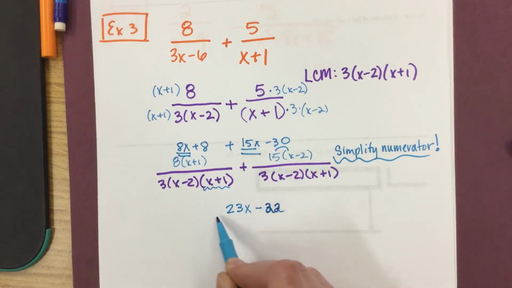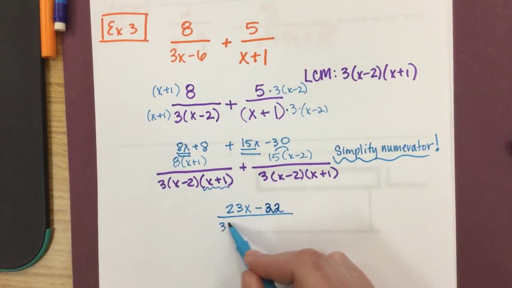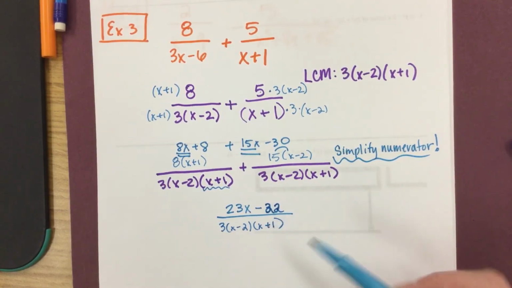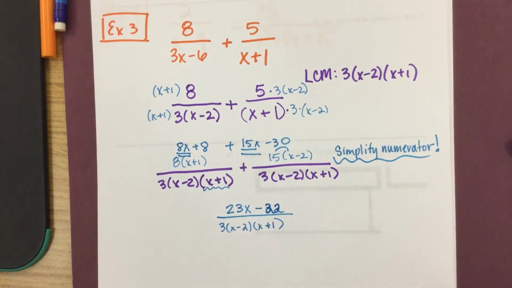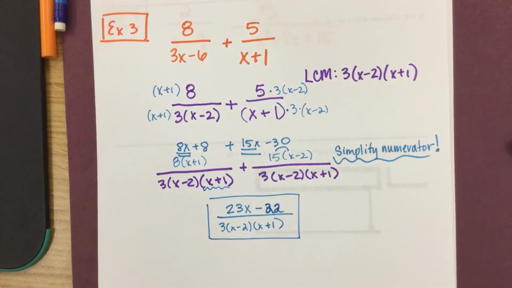Minus 22. Okay, all over that common denominator. Now, if you can factor your numerator and you can tell that something would cancel, go ahead and do it. But if you can tell nothing's going to cancel, I don't really care if you factor it. But do not multiply your numerators back together. So this is now what the sum of those two rational expressions would be.